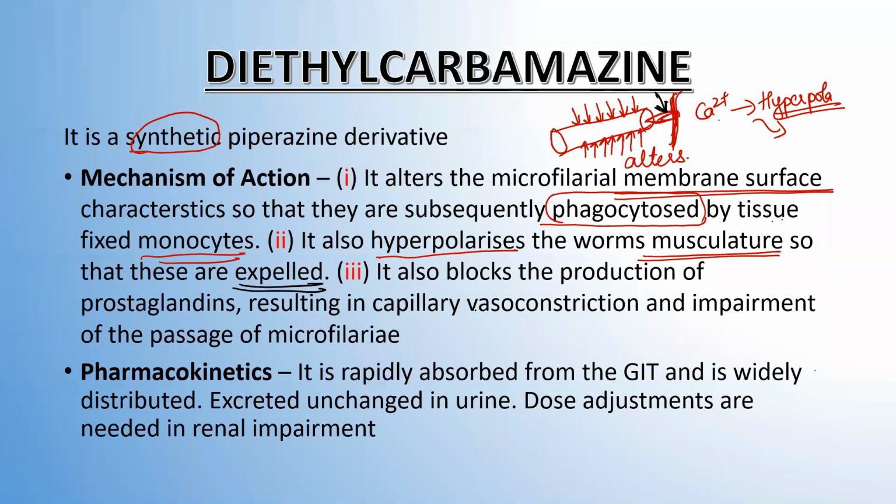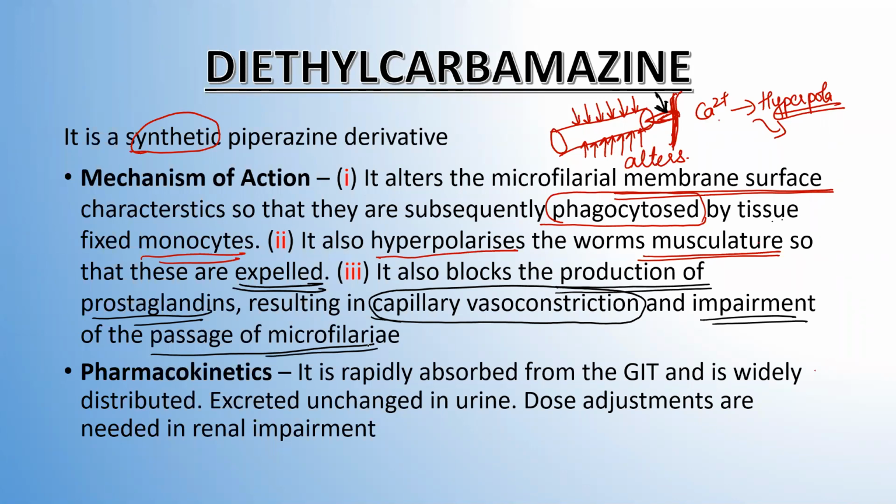Third is it also causes the local production of prostaglandins, resulting in capillary vasoconstriction. And when capillary vasoconstriction happens, there will be impairment of the passage of microfilaria. And when they are impaired and stuck in one location, they ultimately die, and then they are expelled from the body. So these are the three mechanisms of action for diethylcarbamazine. First is it alters the membrane surface. Second is through hyperpolarization. And third is through prostaglandins.